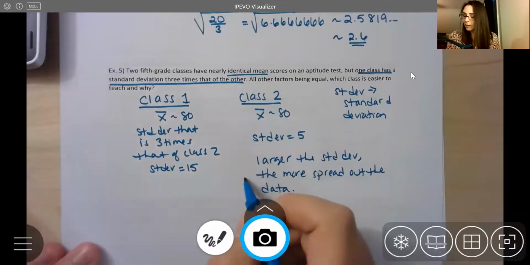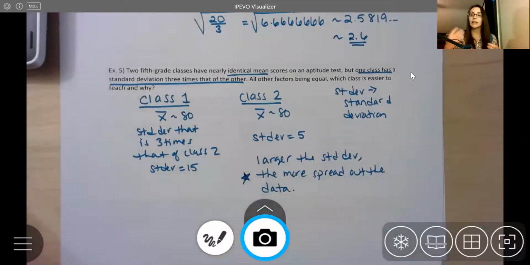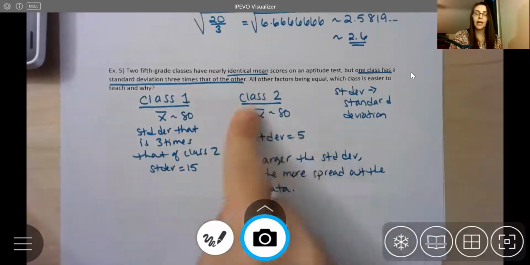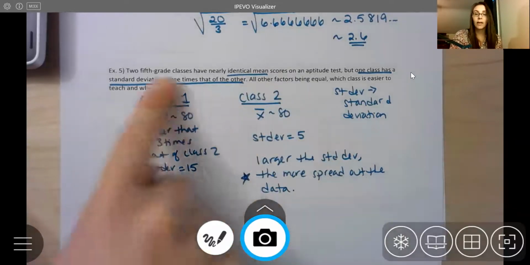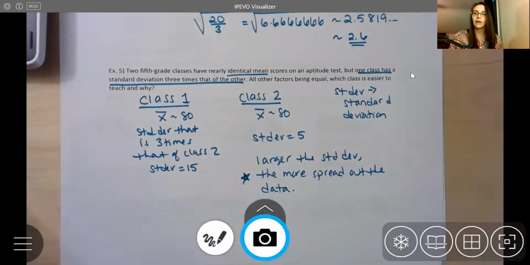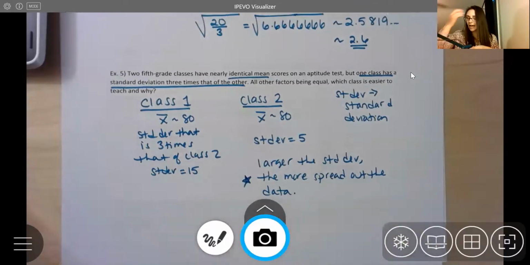Okay, so the big takeaway here really is that the larger the standard deviation, the more spread out your data is. So depending on the situation, that could be a good or a bad thing, right? Here, not that it's bad, but this class is going to be easier to teach than this class because everybody here is at the same level, where here there's much bigger variation between the students' level. So that is standard deviation and range, of course, too.